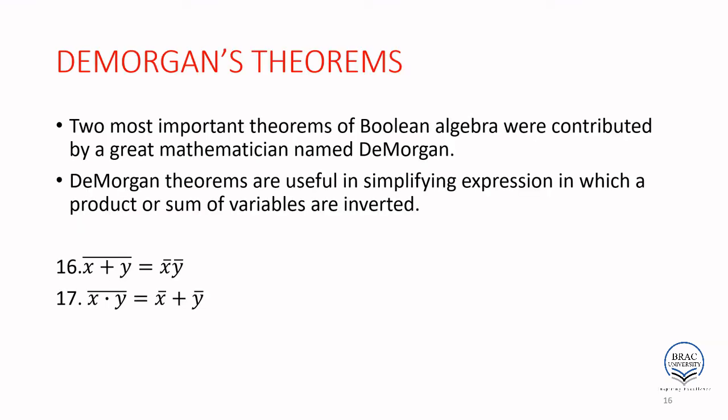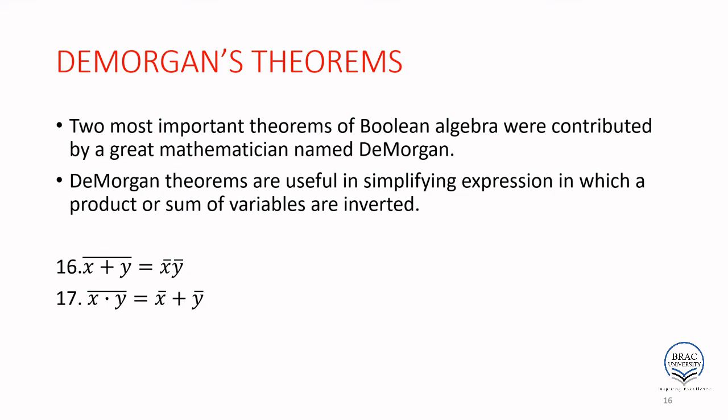Now the important one is De Morgan's theorem. Two of the most important theorems of Boolean algebra were contributed by a great mathematician named De Morgan. De Morgan's theorems are useful in simplifying expressions in which a product or sum of variables is inverted. Say (x plus y) prime equals x prime into y prime. (x dot y) prime equals x prime plus y prime.